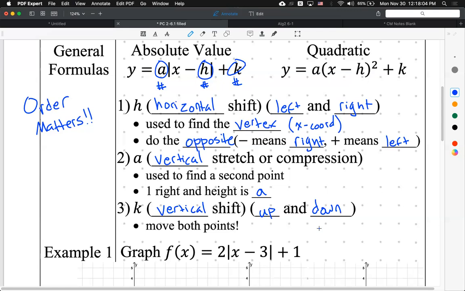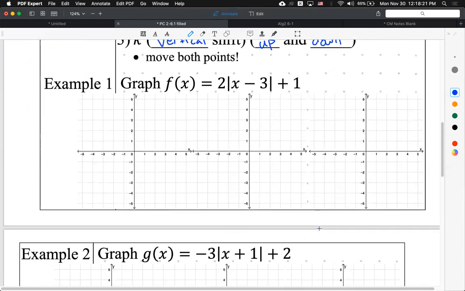And you're done. This is how we're going to graph each and every one of these. First, how much left or right are we shifting? Then go ahead and compress or stretch it, maybe flip it upside down. And then finally, move it up or down by the value of k. Done. Let's try it. Example number 1.